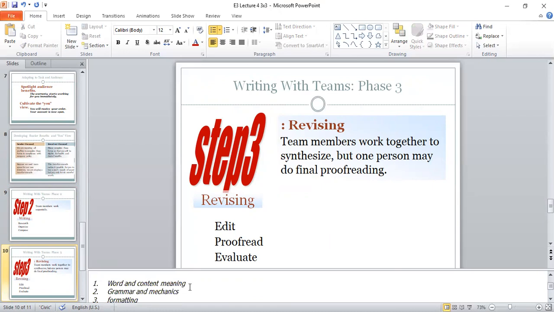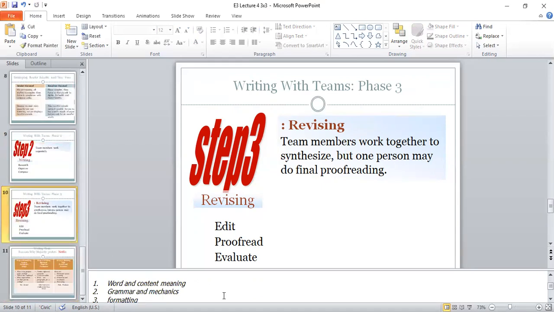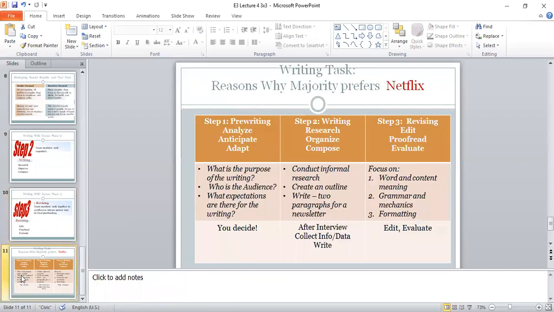Other things you will be working on are word and content meaning, grammar and mechanics, and formatting. So these are the important things. And that's it. We have a task here, but if you really wish to attempt it, you may.